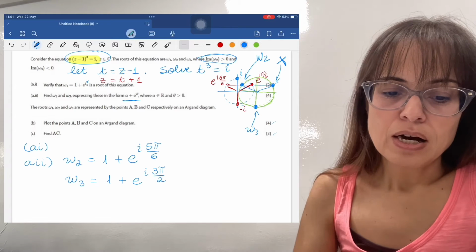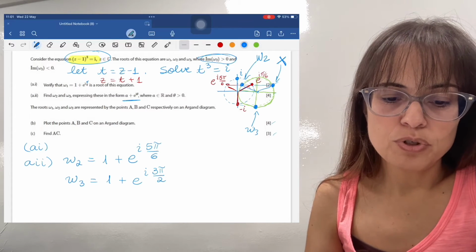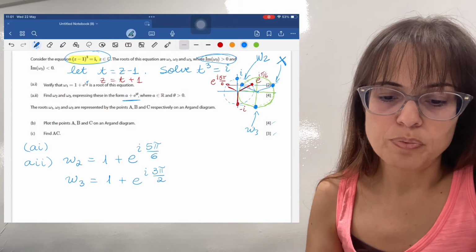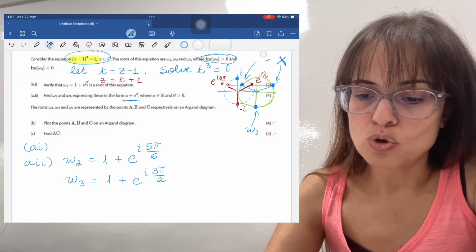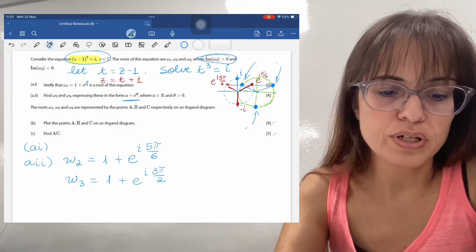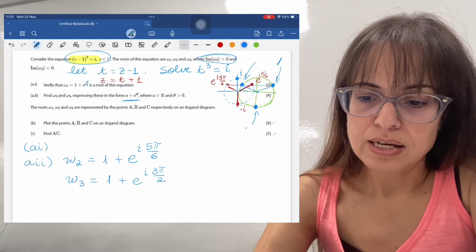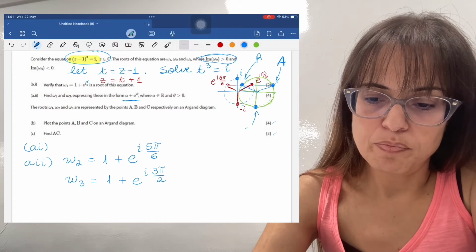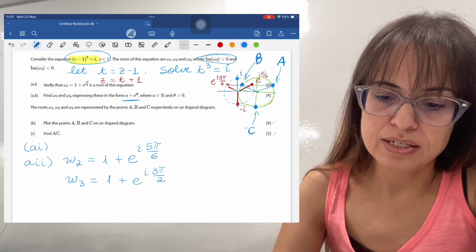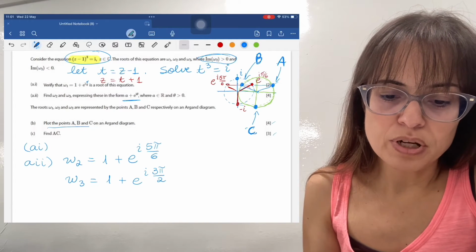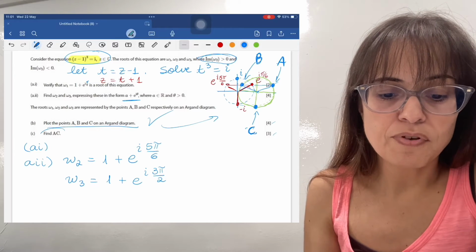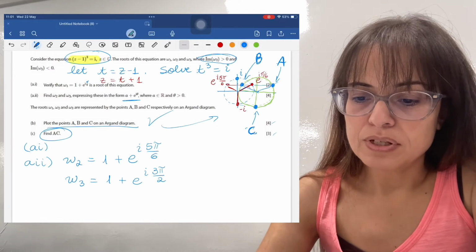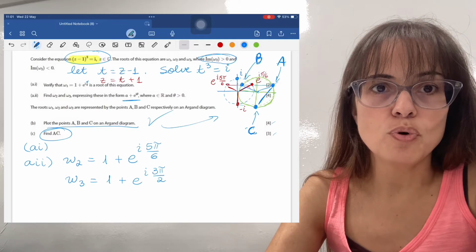There you go. Now, the roots W1, W2, and W3 are represented by the points A, B, and C respectively. Oh, okay. So let's call the points in the diagram A, B, and C. Plot the points in an Argand diagram. Okay, I've already done that. And now find AC, the distance between these 2 points.